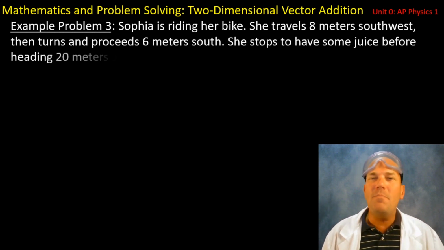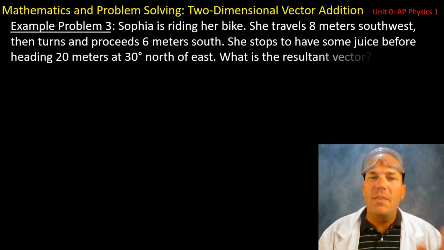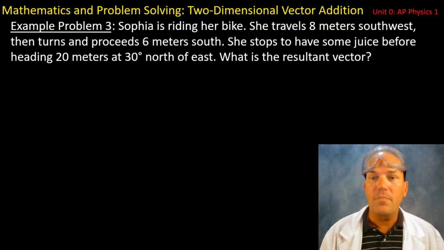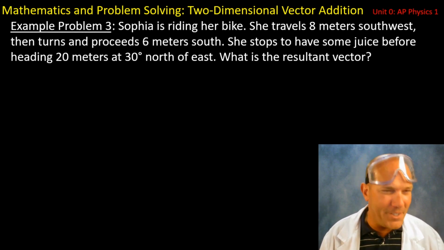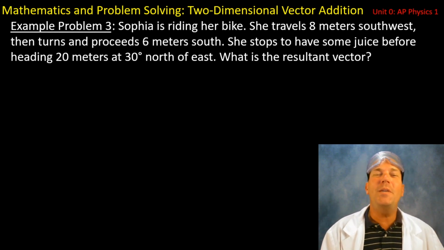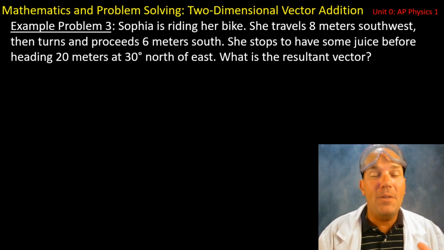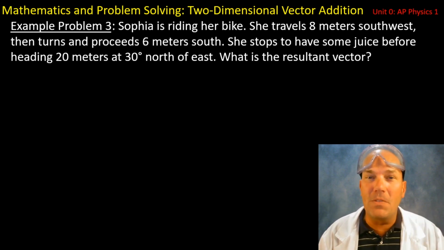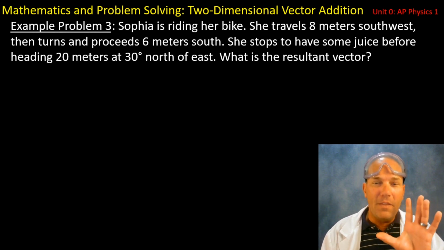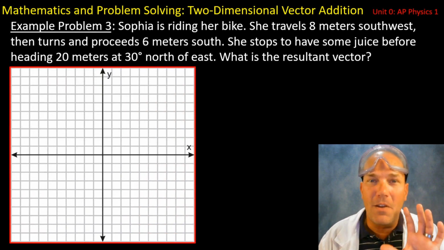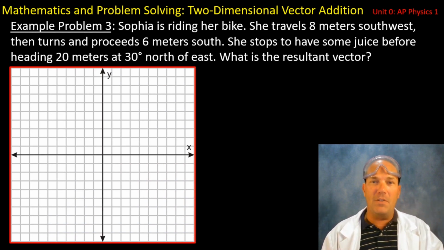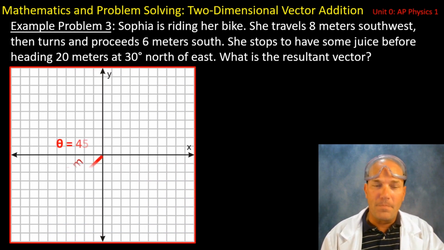She travels 8 meters southwest, then she turns and proceeds 6 meters due south. She stops to have some of her juice before heading 20 meters at 30 degrees north of east. What is the resultant vector? Let's go ahead, get our Cartesian plane, and start sketching in these vectors from the problem.